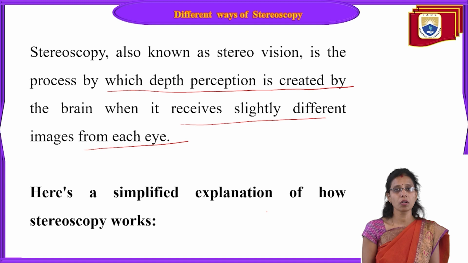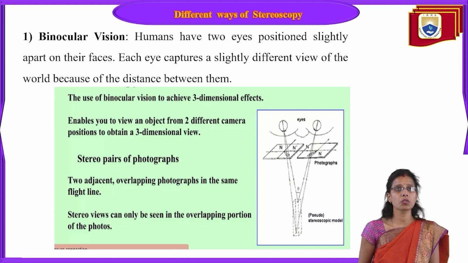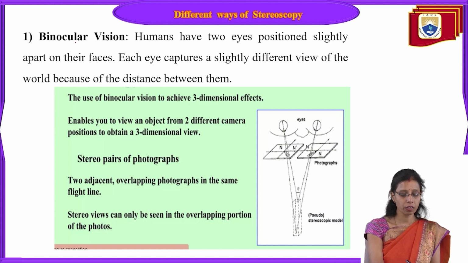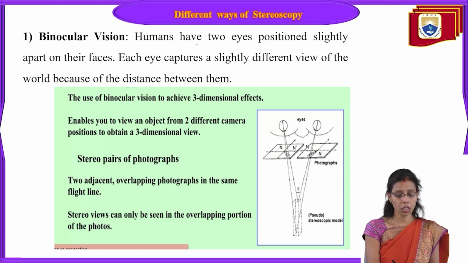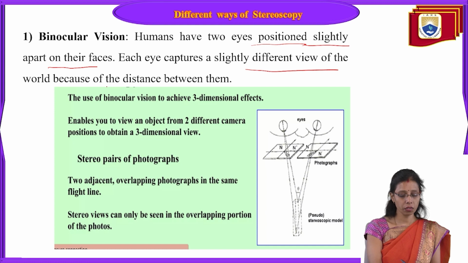So here is a simplified explanation of how stereoscopy works. There are different ways in which stereoscopy generally works. When you talk about binocular vision, humans have two eyes, as we have discussed before. Each is positioned slightly apart on the face, so each eye captures a slightly different view of the world because of the distance between them.